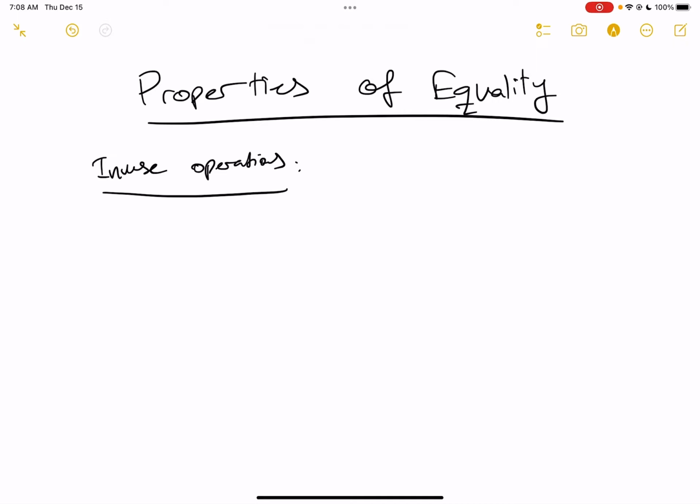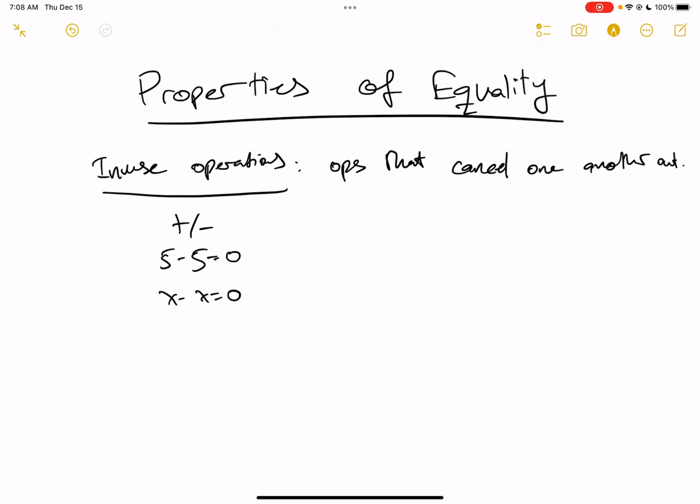Inverse operations are the opposite operations that cancel one another out. So it's kind of like saying that plus and minus are the opposites. Because after all, with any two terms that are opposites, as we saw previously, they cancel. For example, 5 minus 5 is just 0. X minus x, also 0. This works out because 0 is basically the neutral factor here.